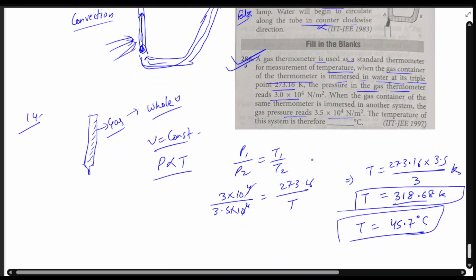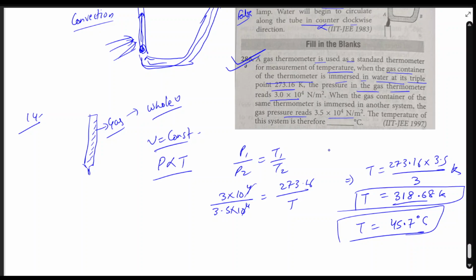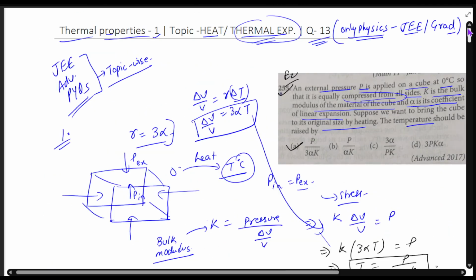Can we solve it using the expansion? No, we don't have the alpha. We could have solved it using the change in volume, but the expansion is not happening here. Volume is constant, so we have to use this only.